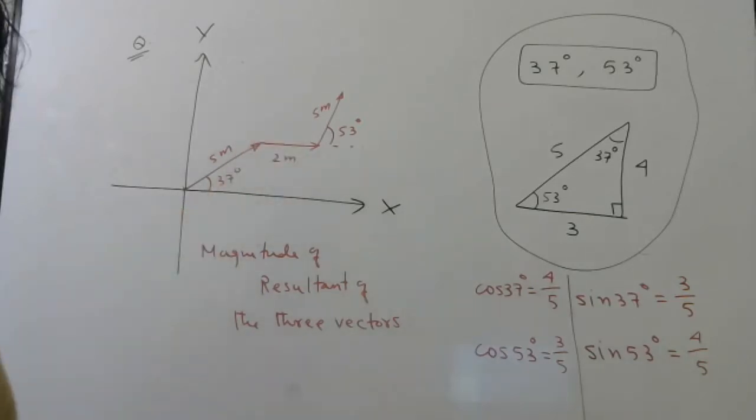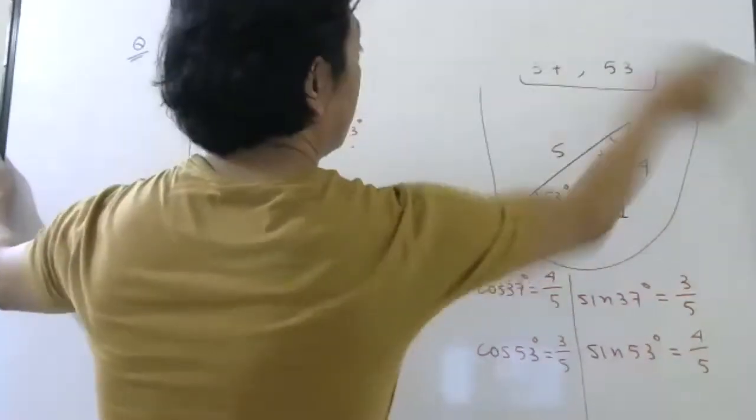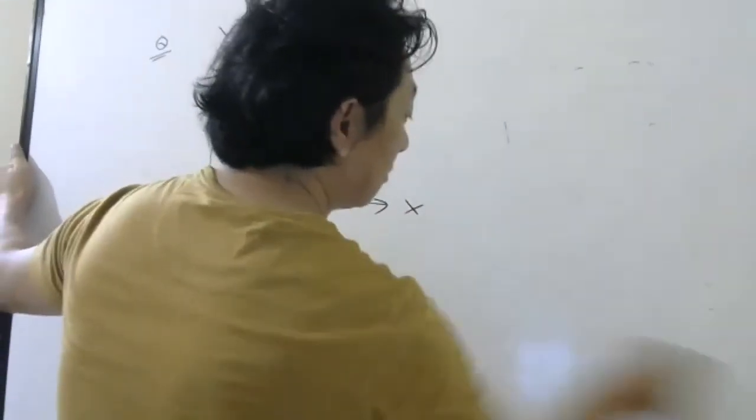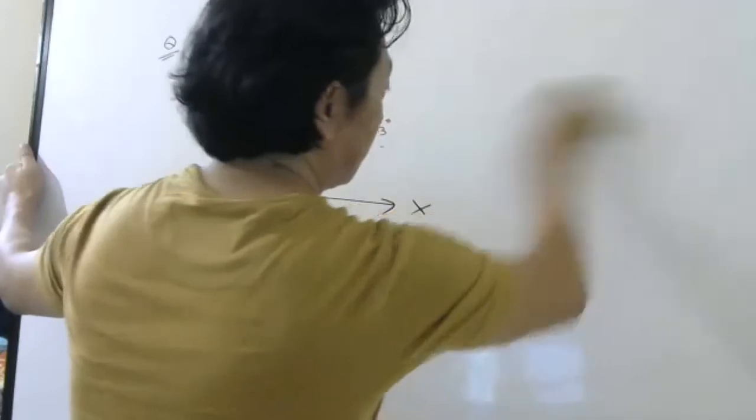So try to do this. I will also do it now. So again, first what you should do is find the components of the vectors.